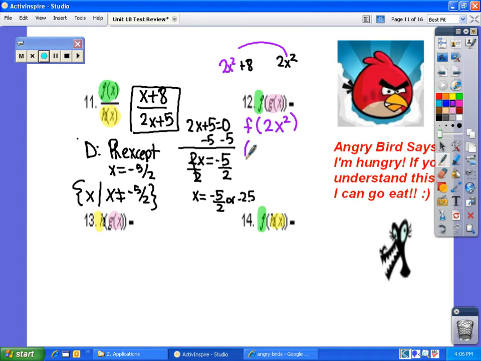So that means the f of 2x squared would be 2x squared, with the squared staying inside, plus 8. No longer is this an x, but it's 2x squared. Since I don't have anything on the outside to distribute, I'm not multiplying these two together because there's a plus. My answer will be 2x squared plus 8.